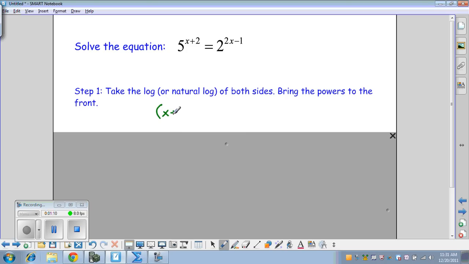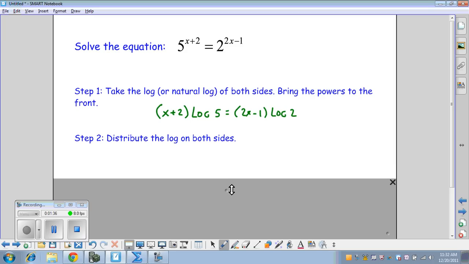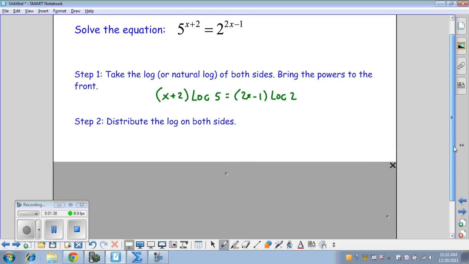So I'm going to get x plus 2 times the log of 5 equals 2x minus 1 times the log of 2. So that's it for step 1. I took the log of both sides and brought the powers to the front. Now I'm going to move on to step 2.